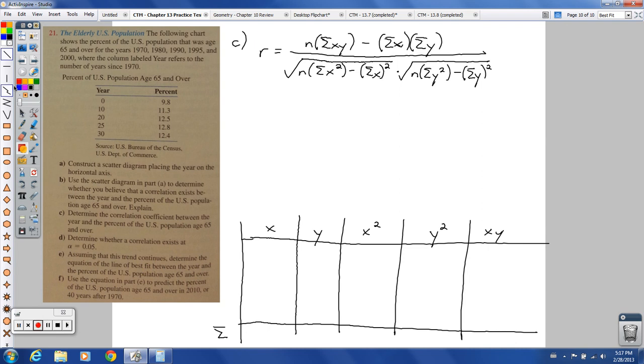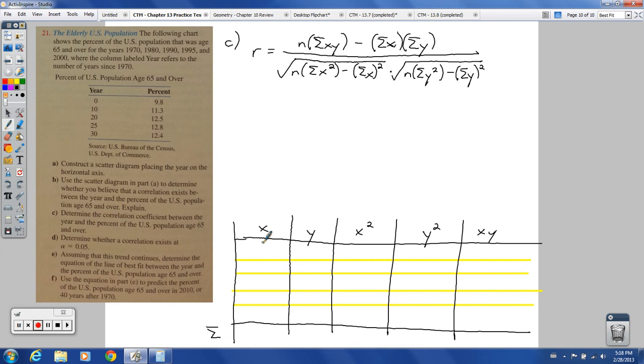And I'm going to put some yellow lines in here just to make it easier for you to see. So that'll be 1, 2, 3, 4, and 5 there. I probably should have just started off like that, huh? Oh well. This will work.